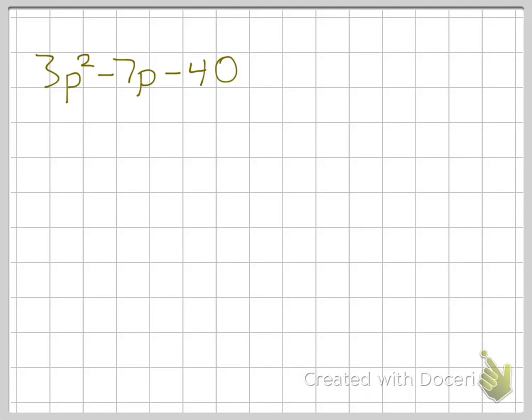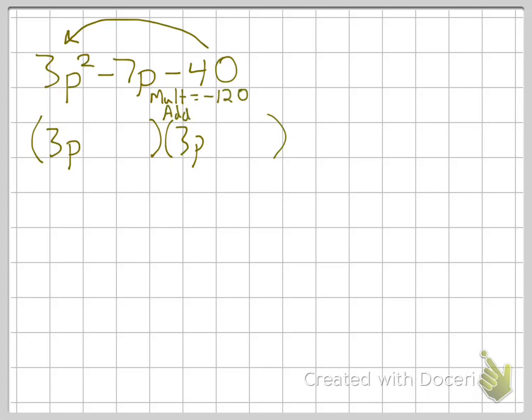Common factors? No. So, using Berry method, I'm going to put 3p as the front for both of them. It's going to be reduced somehow, so I won't end up with something that would be 9p squared. It will simplify, assuming we do it correctly. I now go 3 and negative 40, so it's got to multiply to be negative 120, and add to be negative 7.